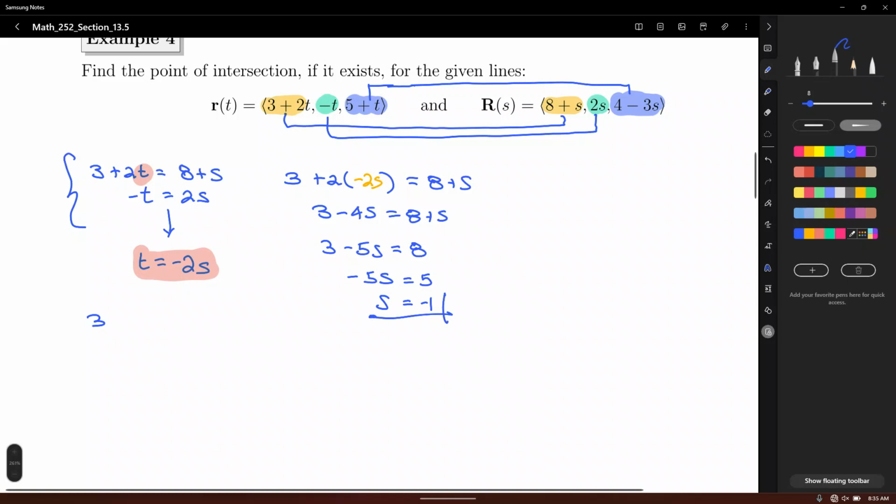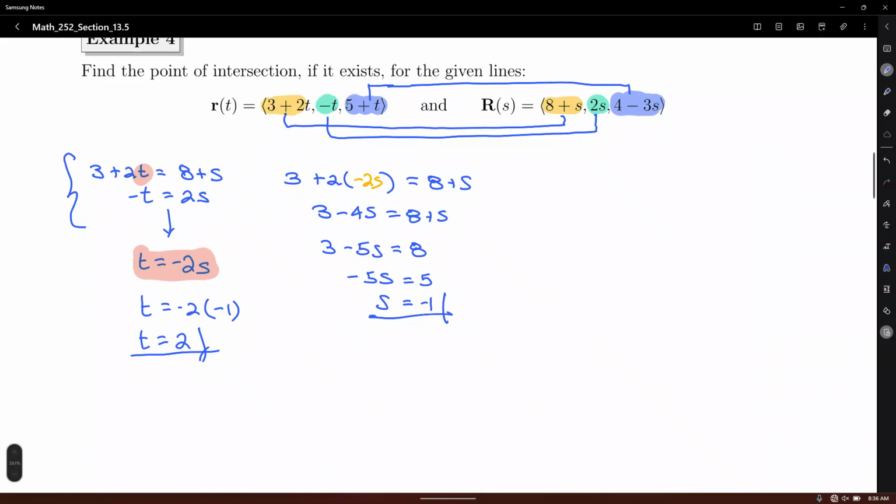What are we going to do with this s? I'm going to substitute it in the first equation I solved for t. That means t equals negative 2 times negative 1. That means t equals positive 2. All right? This is not the final answer yet. What did we just find? Well, we just found the times s and t at which the two lines cross, but that's not the question. The question is, what is the intersection point? Not when do they intersect.